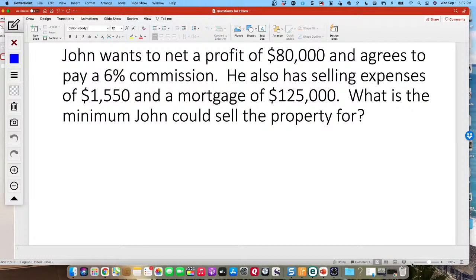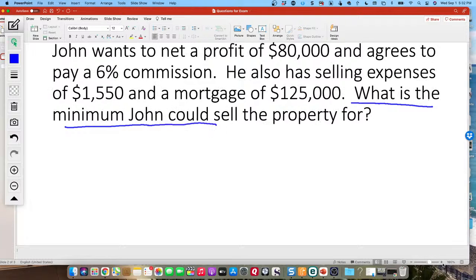John wants to net a profit of $80,000 and agrees to pay a 6% commission. Now, he also has selling expenses of $1,550 and a mortgage of $125,000. What is the minimum John could sell the property for? Again, we are trying to solve for the minimum John could sell the property for.